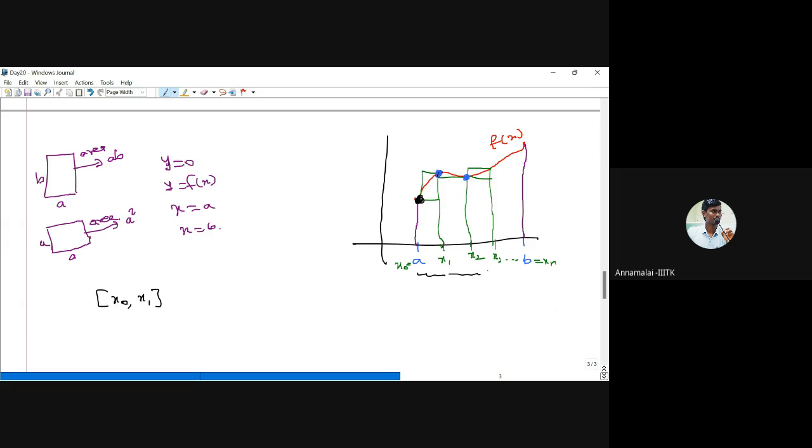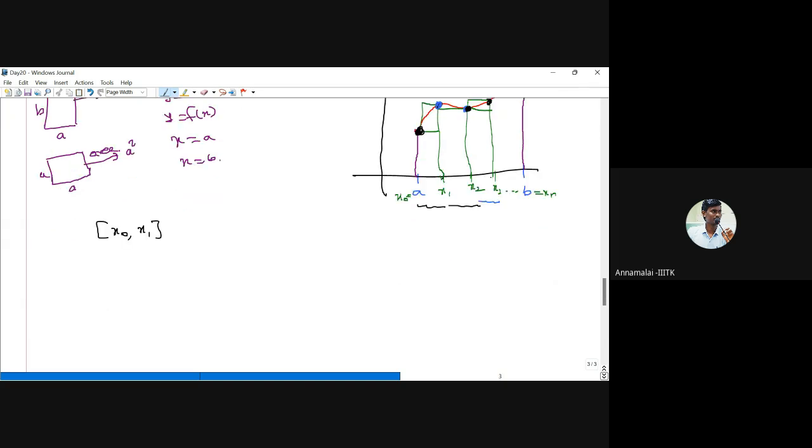And if you consider the interval x2 x3, the minimum is this one and the maximum is this one, because this is the smaller one and this is the bigger one. Therefore, in any subinterval, the function has a maximum value as well as a minimum value. Now we define what the upper sum is. The upper sum is nothing but you have to take the max.